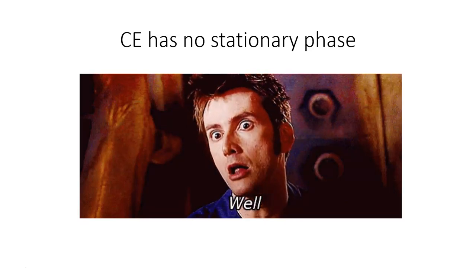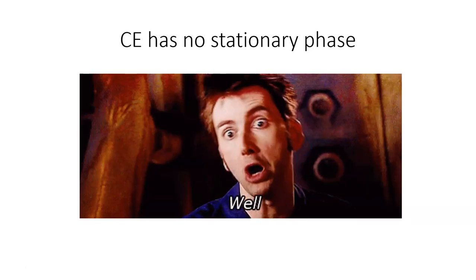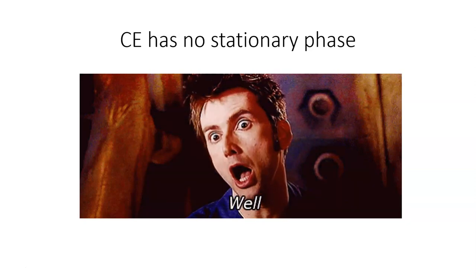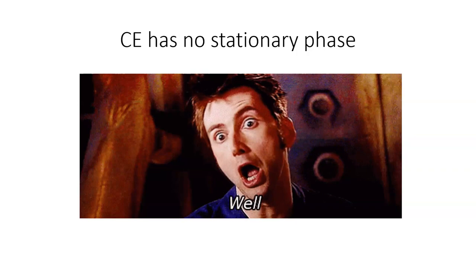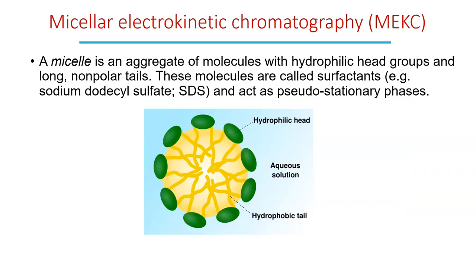Now, CE, as we've seen thus far, has no stationary phase. It's just that bare silica, some buffer in solution, and some ions. Well, that's not really true, because there is a particular type of CE that does include a stationary phase, sort of. It's called micellar electrokinetic chromatography, or MEKC for short. This is the one I talked about where we add soap.